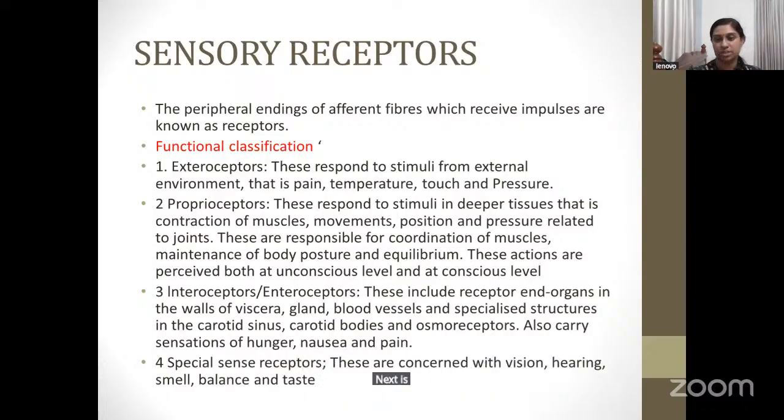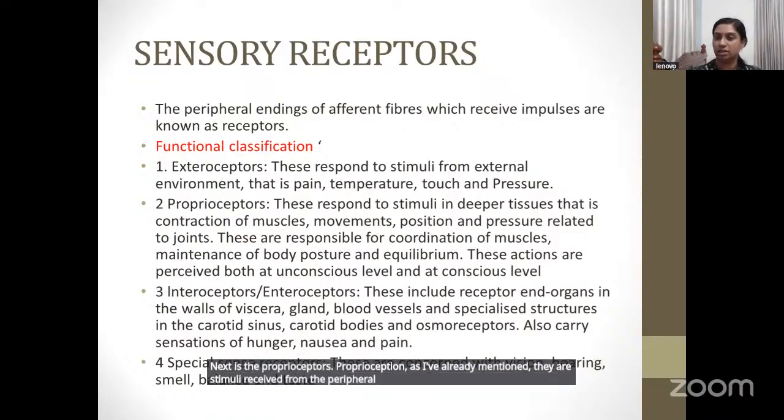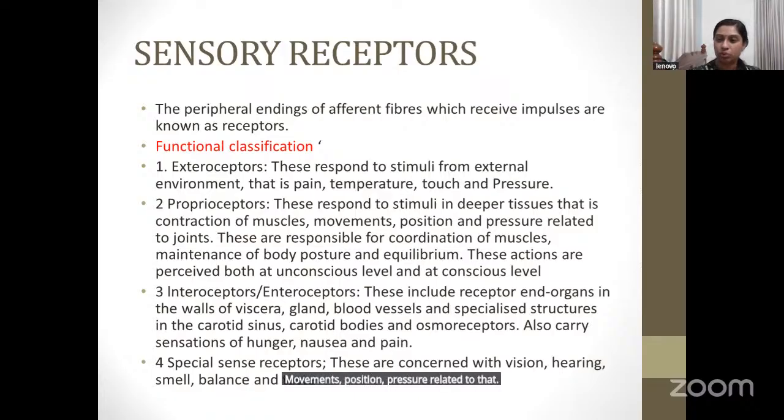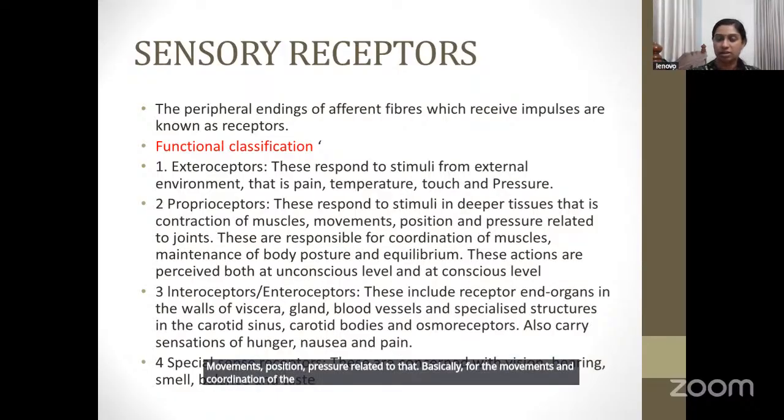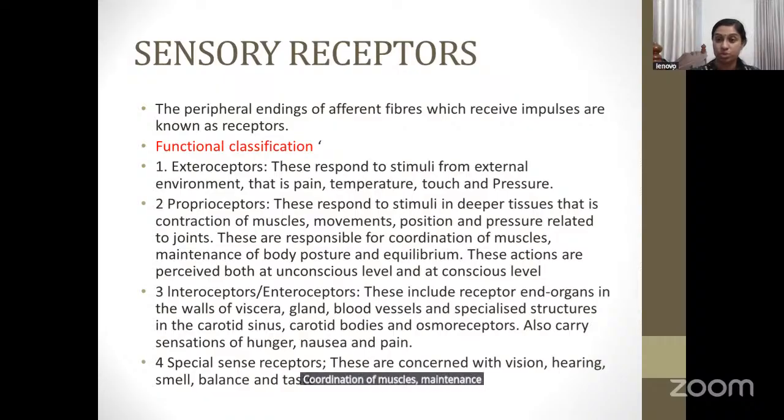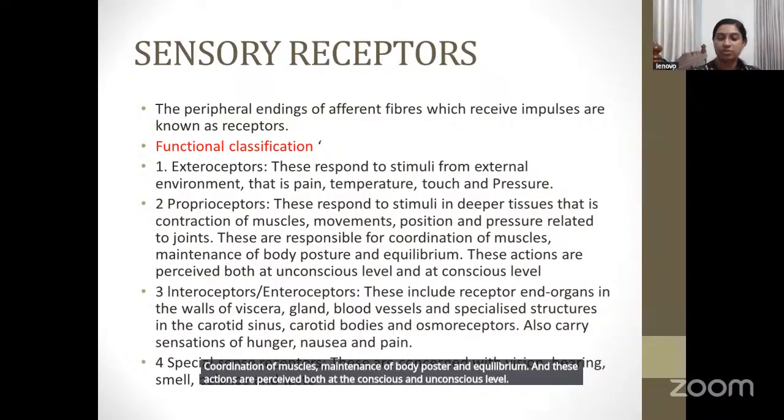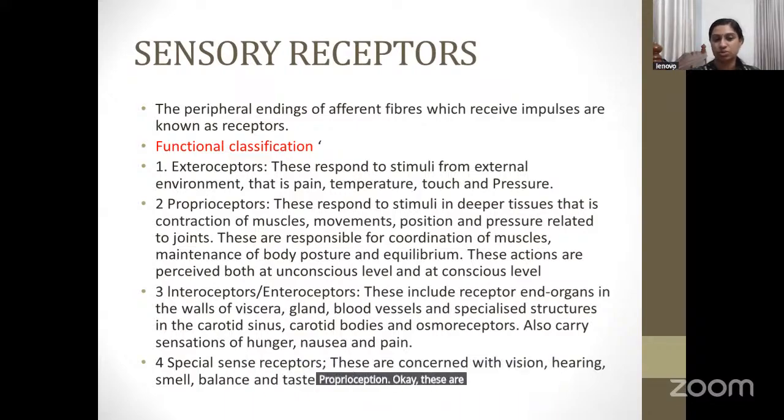Next are the proprioceptors. Proprioception, as I already mentioned, involves stimuli received from the peripheral appendages or the limbs. Okay. These respond to stimuli in the deeper tissues, that is, contraction of muscles, movements, position, and pressure related to that, basically for the movements and coordination of the limbs. Proprioceptors are responsible for the coordination of muscles and maintenance of body posture and equilibrium. These actions are perceived at both the conscious and unconscious level. That is, when we stand, we are not conscious about how we are standing or how we are keeping balance. That is the unconscious level of proprioception. Okay, these are all maintained by the use of proprioceptors.